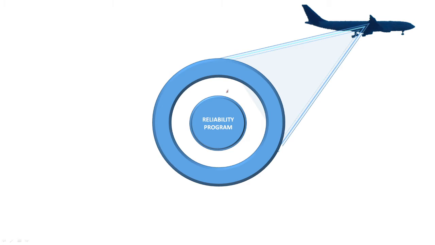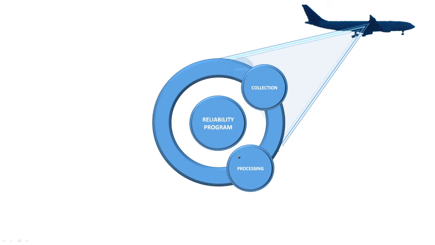Another part, we said we need to support this system. The first step is we need to collect the data. We need to collect information about this aircraft, about our system. Then we have to create a data collection system. The second, we need to process this information, so we have to create a data processing system. And last but not least, we need to understand what we want to see in our reliability program, which means we have to create our reporting system. So this is the second part.